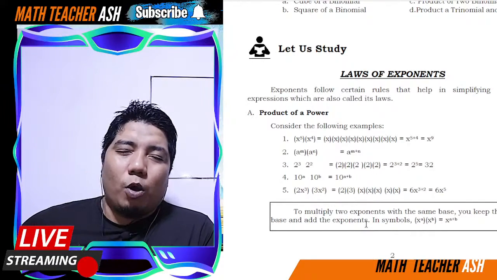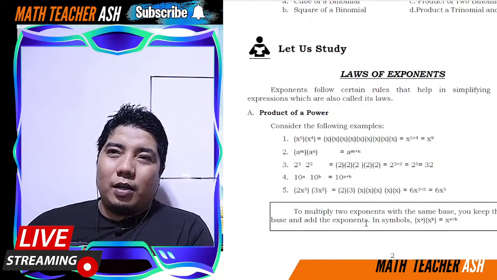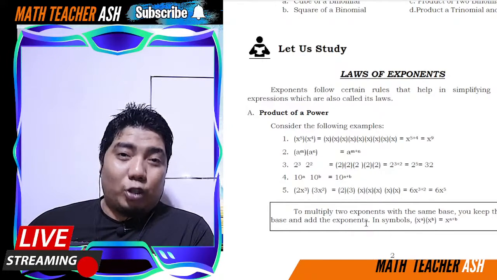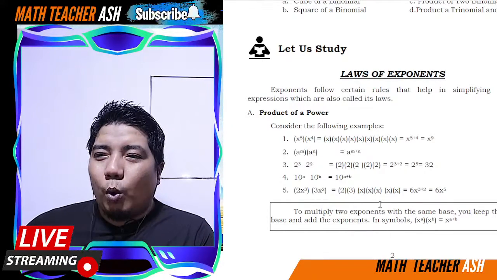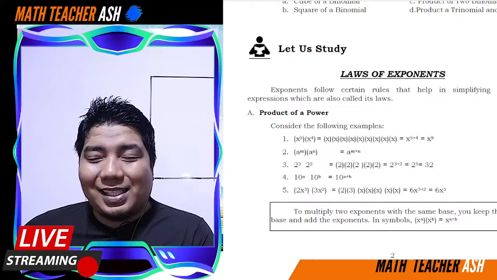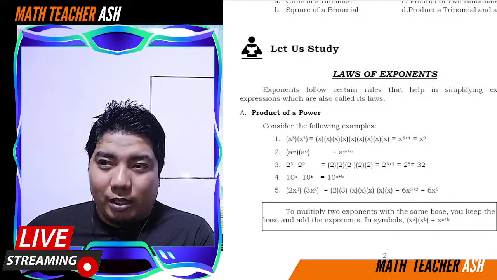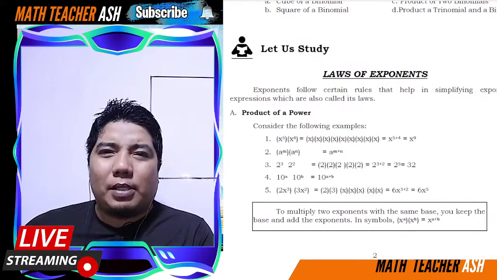What does this mean? When we say product of a power, kapag meron kang dalawang term na may parehong base, what you will do is you just add the exponent and then you copy the base. Okay, ano ibig sabihin doon, Sir Ash?